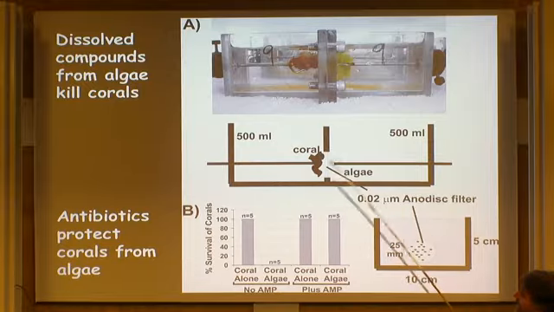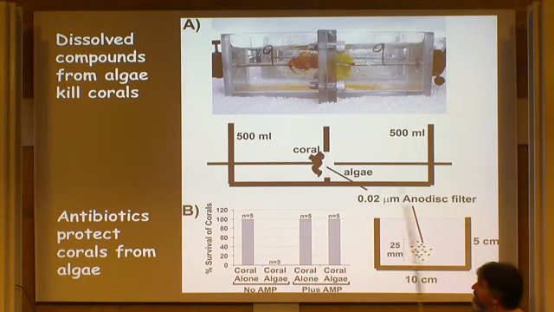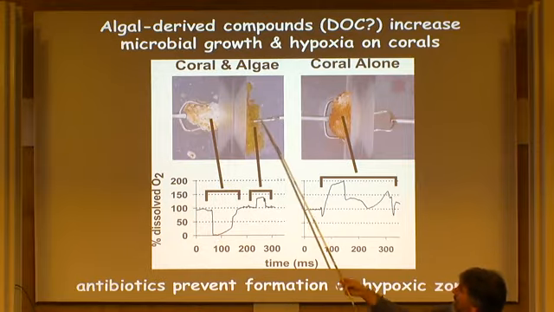And when we do this, if you have the coral by itself, it's happy. If you have the coral across from the algae, all of the corals die. And then if you do the same experiment, coral by itself is happy. Coral across from algae all live if you add an antibiotic, right? So something is dissolving, which is helping feed the corals, or feed the bacteria, which kill the corals. That's the hypothesis. And the other thing it's associated with is hypoxia. So as the coral dies, it just becomes hypoxic in these zones that are across from the algae.